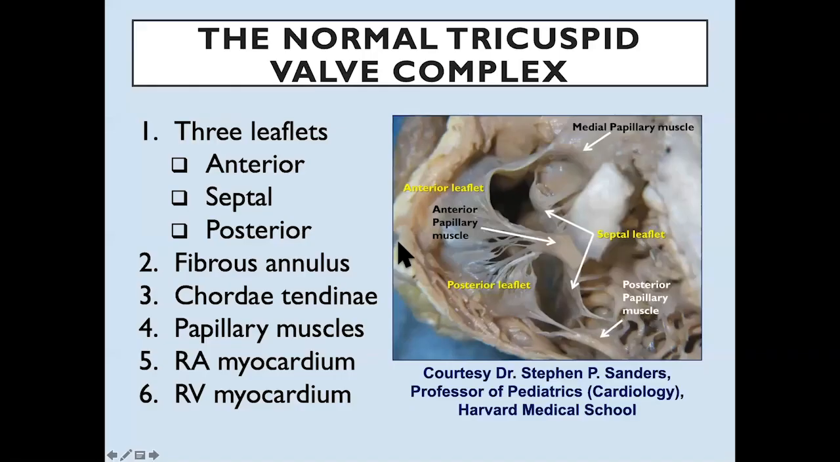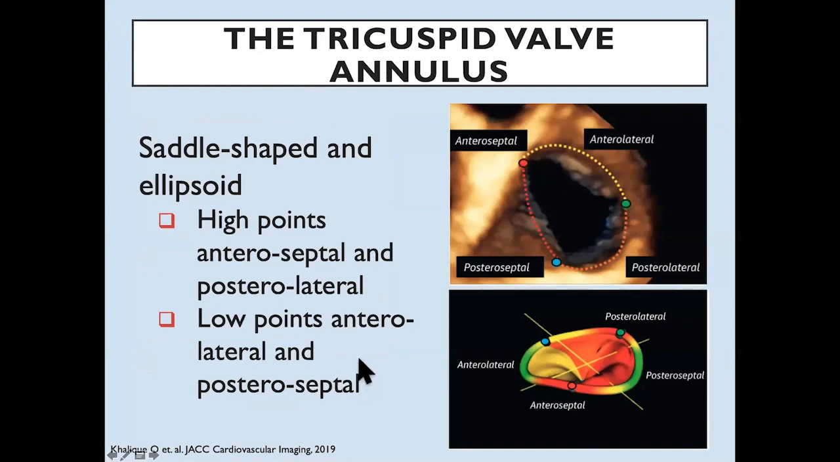So the normal tricuspid valve complex is made up of three leaflets: the anterior leaflet, which is the largest leaflet, the posterior leaflet, and the septal leaflet. The septal leaflet is really the smallest of all the leaflets. It's also made up of the fibrous annulus, the chordae tendineae, the papillary muscles, the right atrial myocardium, and the right ventricular myocardium. The tricuspid annulus, just like the mitral annulus, is saddle-shaped.